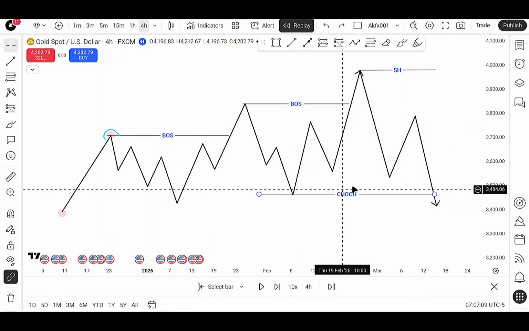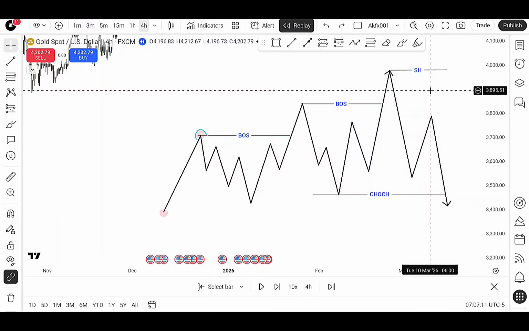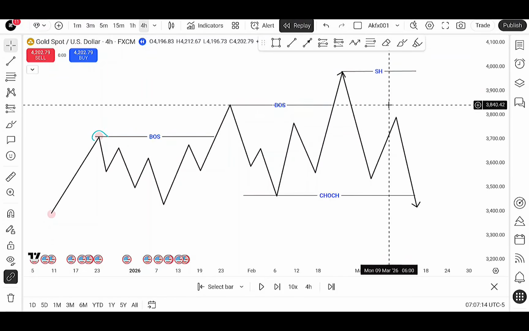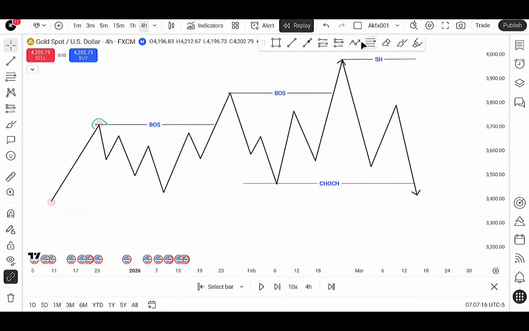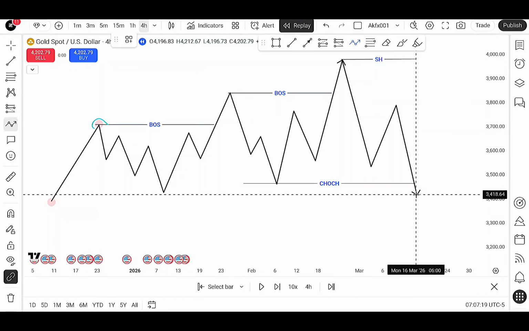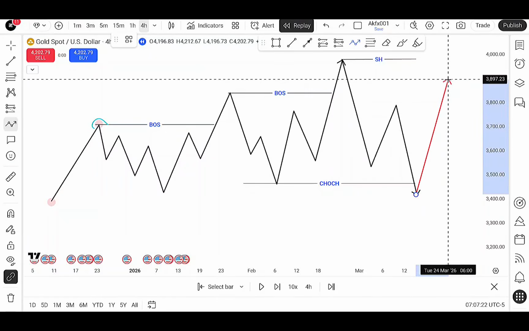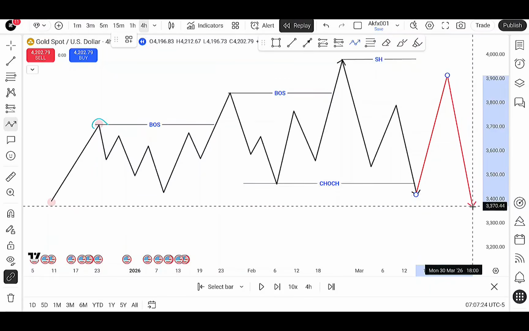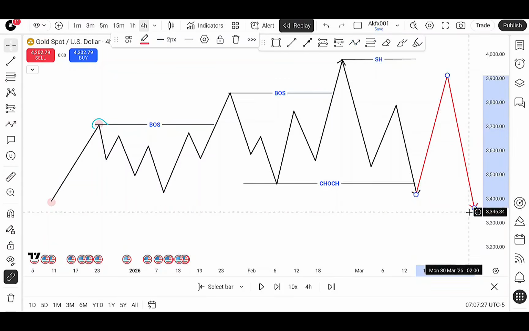When you see something like this, you have a change of character. What does that tell you? You start looking out for opportunities on how to sell the market. What we are expecting in this aspect is that the market comes back to a certain level of resistance. When it gets here, it gives us what? Lower low.